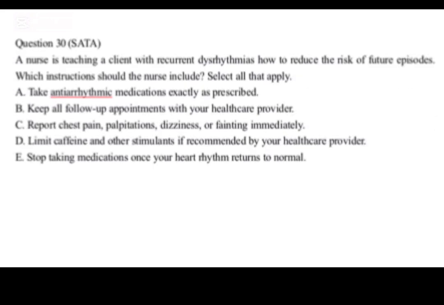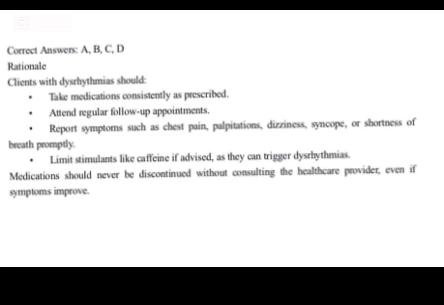Question 30, SATA. A nurse is teaching a client with recurrent dysrhythmias how to reduce the risk of future episodes. Which instructions should the nurse include? Select all that apply. A. Take antiarrhythmic medications exactly as prescribed. B. Keep all follow-up appointments with your healthcare provider. C. Report chest pain, palpitations, dizziness, or fainting immediately. D. Limit caffeine and other stimulants if recommended by your healthcare provider. E. Stop taking medications once your heart rhythm returns to normal. Correct answers, A, B, C, D.